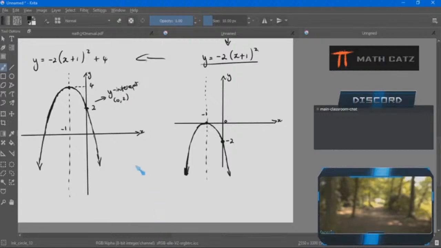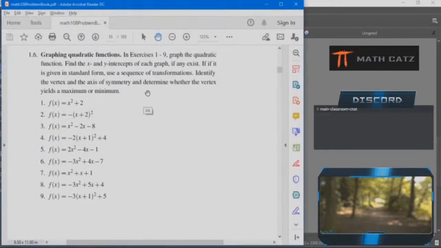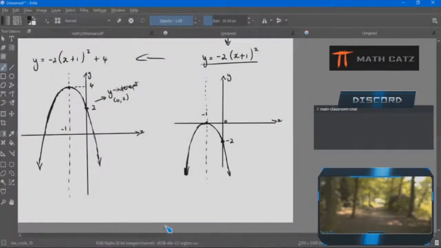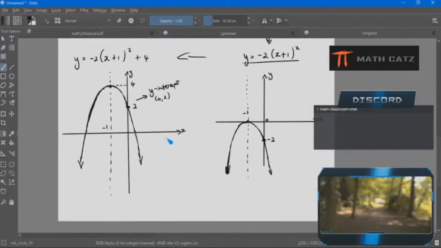And if we didn't get it for free, then we can always set x equal to 0 and calculate the answer. In this case, it's a 2. They also want to know the x-intercept. So let's see if we can squeeze that in somewhere. I think we can do it over here. X-intercept, or in this case, it looks as if we'll have 2 of them.